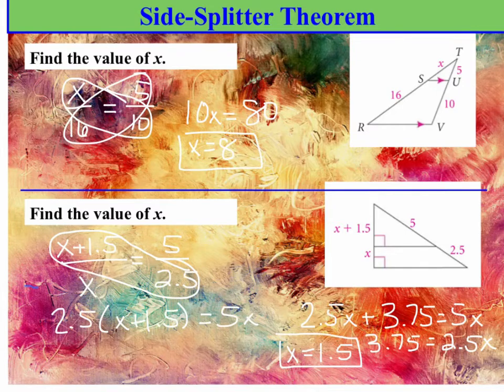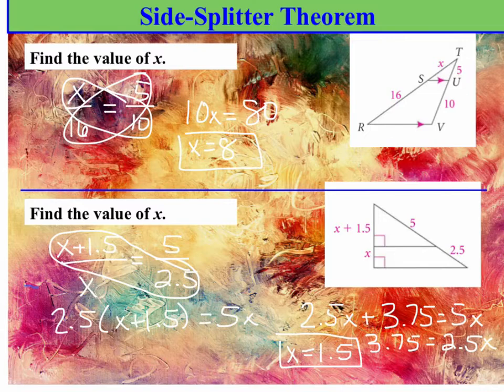We're going to use the side splitter theorem since this line intersects this side and this side of the triangle, and this line is also parallel to this bottom part of the triangle. It makes the sides proportional to each other. So x over 16 is the same thing as 5 over 10. I set up the proportion here: x over 16 is equal to 5 over 10. I use cross multiplication. I got 10x equals 80. Divide both sides by 10 and x equals 8. So that would be the missing length here for x.